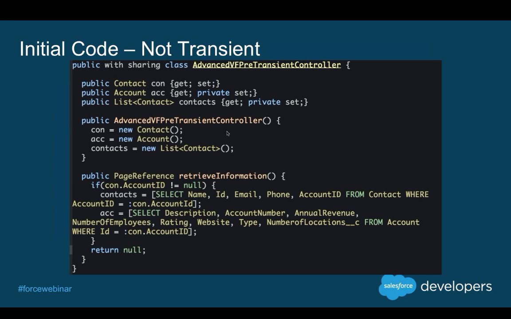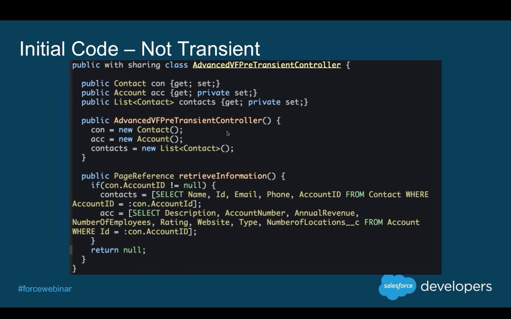In the constructor, we just instantiate these, and then we've got a method here which is going to re-render the page for us because it just returns null. If we have an account ID, what we're going to do is retrieve the contacts and then retrieve a bunch of information around the account. As I mentioned, I've got a single input field on there that allows me to select an account, and every time I hit the retrieve button, it's going to retrieve all this information for me.